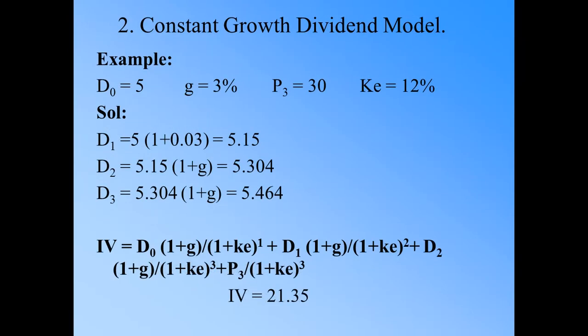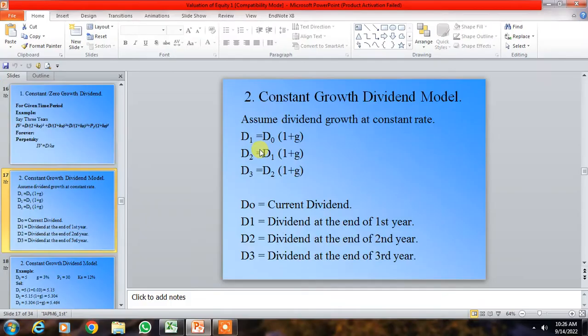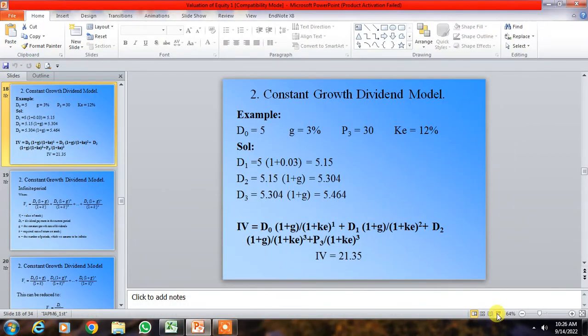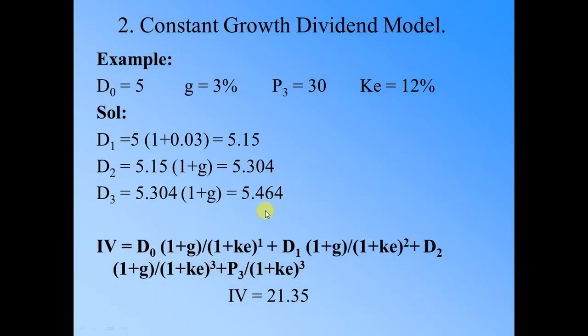And the same question I have solved on the slides also. You can see that the growth rate is 3%, D1 is equal to 5.15, and D2 is equal to 5.30, and similarly 5.46, this is D3, and find out the present value of the expected cash flows.